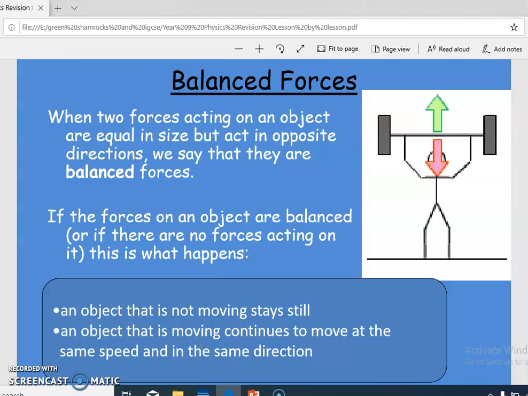An object that is moving continues to move at the same speed and in the same direction.